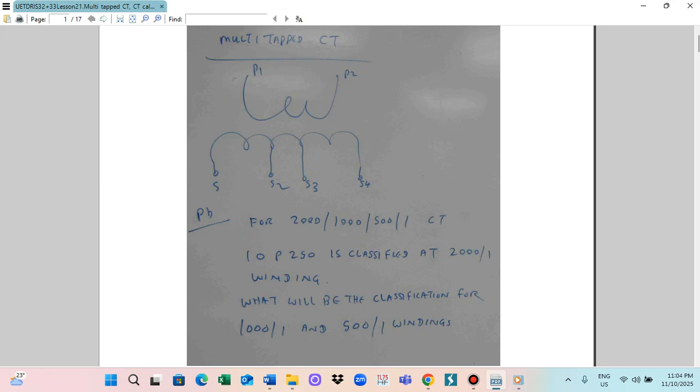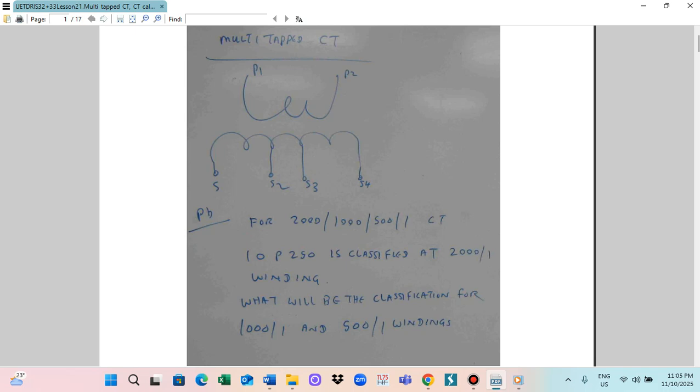Another one is the multi-tapping. Primary is P1 and P2. Secondary has several tappings: S1, S2, S3, S4. So this is what we call the multi-tapping transformer. So this is without tapping, and this is a multi-tapping transformer.